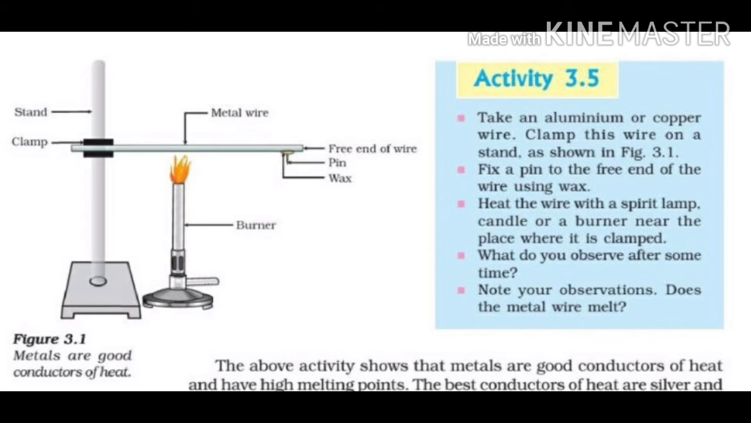Activity 3.5. Take an aluminium or copper wire. Clamp this wire on a stand as shown in the figure. Fix a pin to the free end of the wire using wax. Heat the wire with a spirit lamp, candle, or a Bunsen burner near the place where it is clamped. What do you observe after some time? Note your observations. Does the metal wire melt?